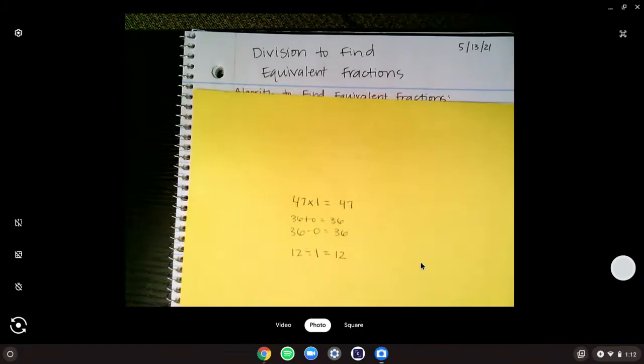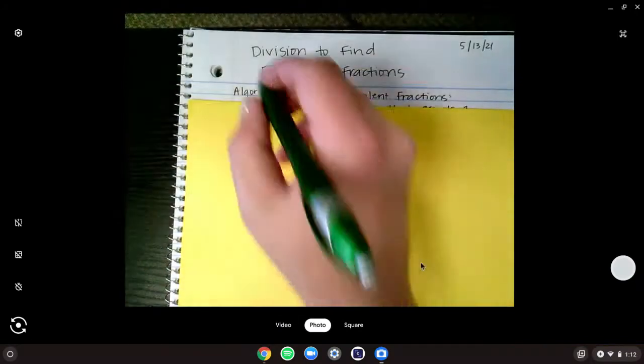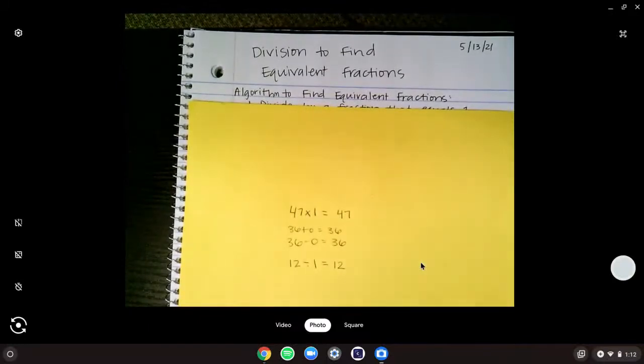All right. There is an algorithm, if I could spell that correctly, algorithm to find equivalent fractions with division too. It's very, very similar to multiplication. Okay? Is that big enough or do we need a little more? A little. That good? Okay. We're going to do that algorithm, or those steps, to finding equivalent fractions.